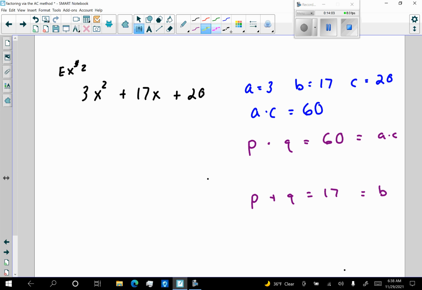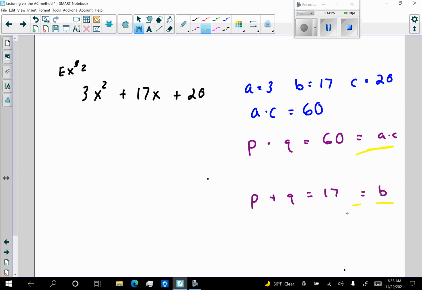Eventually, you'll stop writing this. You'll just right away say, hey, I want two numbers multiplied together equal ac, 60, and two numbers that add together equal b, in our case, 17. Here's the guessing and checking. So you have to think, you have to be a little creative. So you might have to pause.